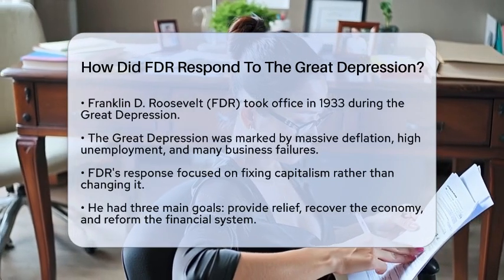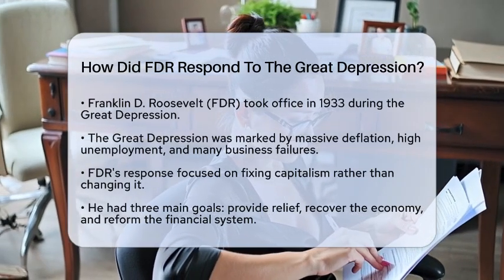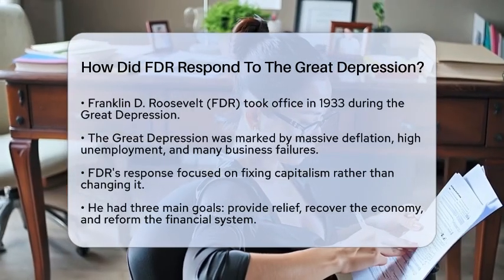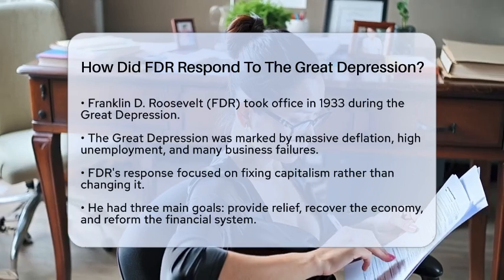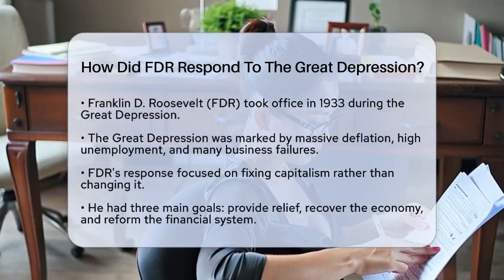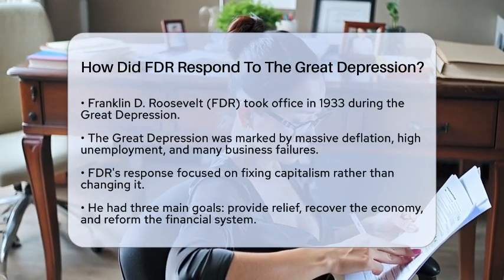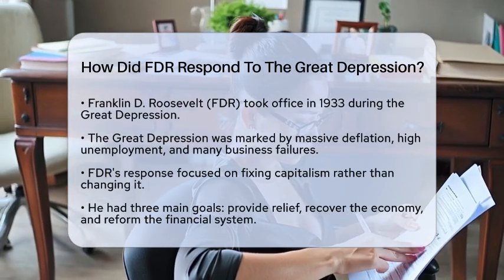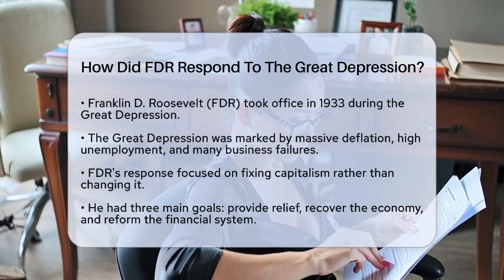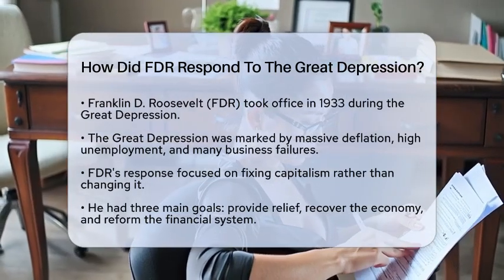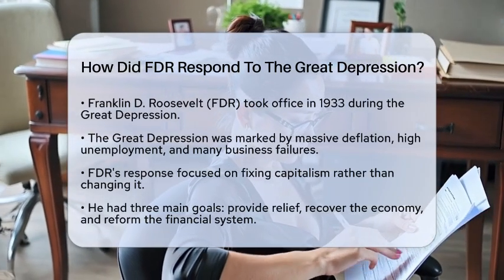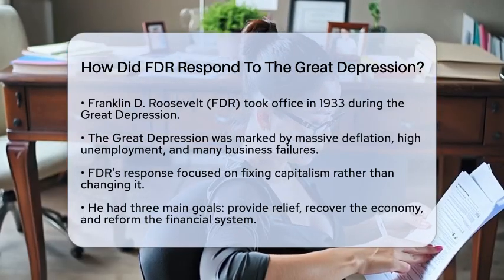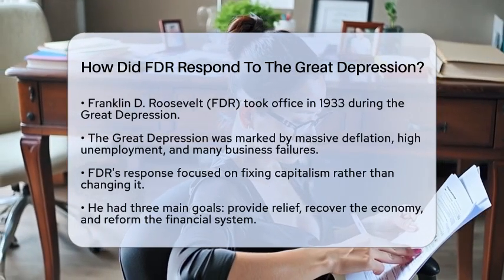FDR took office in 1933, right when the situation was at its worst. His response was not about changing capitalism but rather about fixing it. FDR had three main goals: to provide relief for those suffering, to recover the economy, and to reform the financial system to prevent future crises. He introduced a series of programs known as the New Deal to achieve these goals.